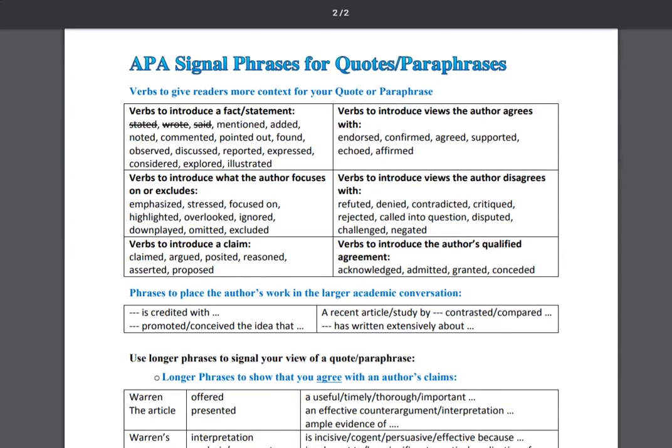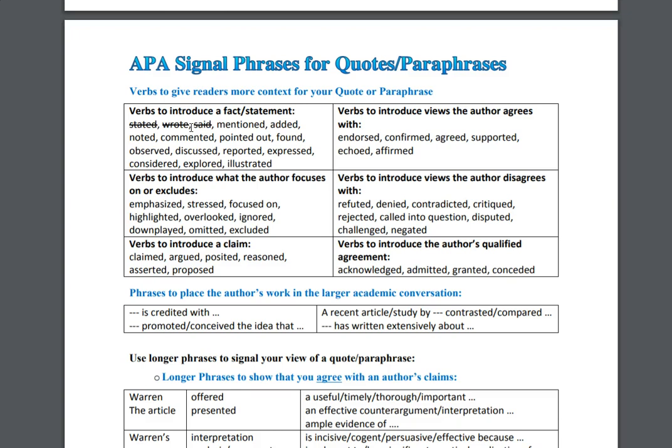Verbs give the readers more context for your quote or paraphrase. Our verbs here, stated, wrote, and said, are all crossed off. Now, think about it. Why do you think stated, wrote, and said are crossed off? I'm sure you understand that those are words you maybe used in 5th grade or 6th grade. Now you need to use more academic words, so we have a list here for you.